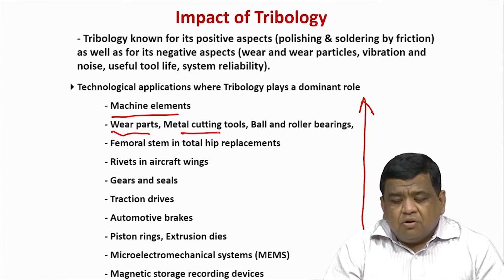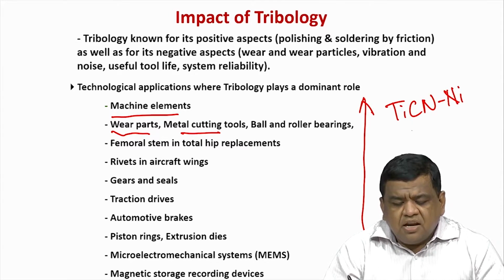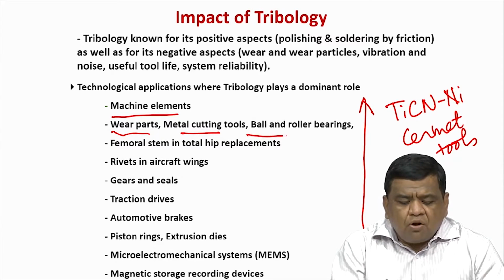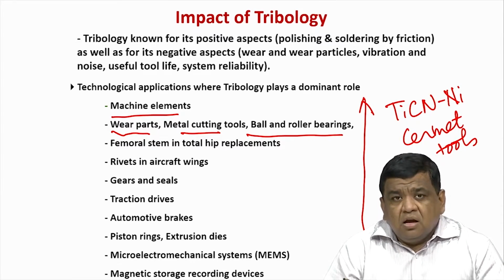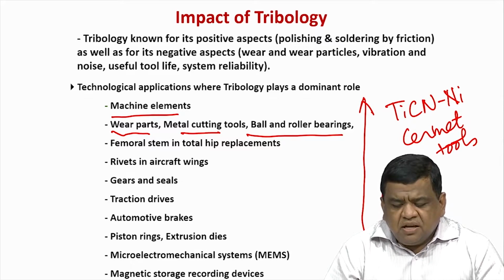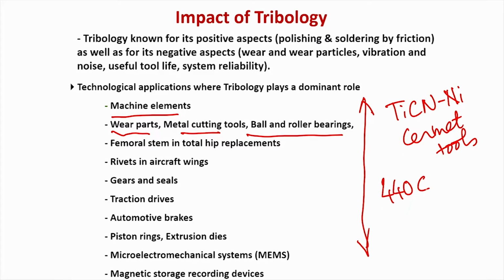cutting tools, like some of the cermets, I think in some of the lectures we will be using, like titanium carbonitride nickel based cermet tools. So, this is used for metal cutting. Now, ball and roller bearings. Ball bearings, certainly 440C martensitic stainless steel, are used as ball bearings in space shuttles, but we have also done a lot of investigations just to show that 440C ball bearings can perhaps be replaced by some of the ceramic bearings like silicon nitride balls.